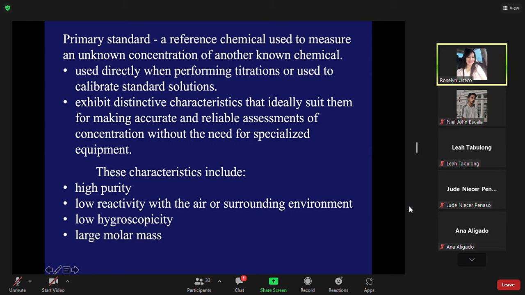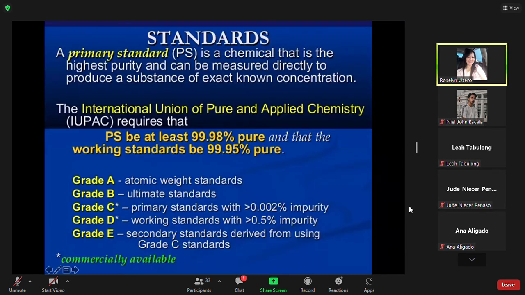Next, it should have a large molar mass. The chemical should have a high molecular weight to pass as a primary standard. And it has a predictable reactivity. And also, it must be cheap and available in the lab. So a primary standard is a chemical of the highest purity that can be measured directly to produce a substance of exact known concentration.